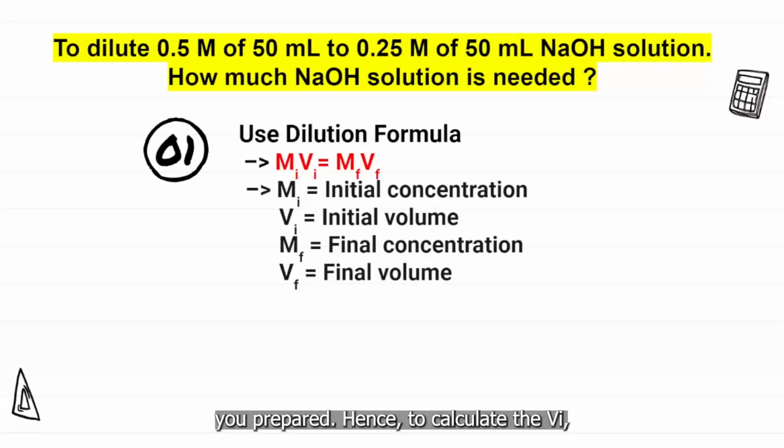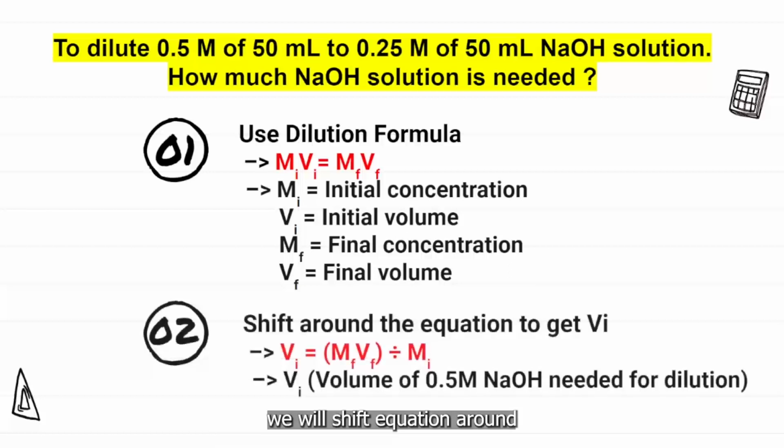Hence, to calculate the Vi, we will shift the equation around and substitute the rest of the numbers. Our final concentration, MF, will be equal to 0.25 molar. The final volume, VF, is 50 ml, and the initial concentration, Mi, will be 0.5 molar. After substitution and calculation, you will get the Vi, the initial volume of 0.5 molar NaOH solution that is needed for dilution.